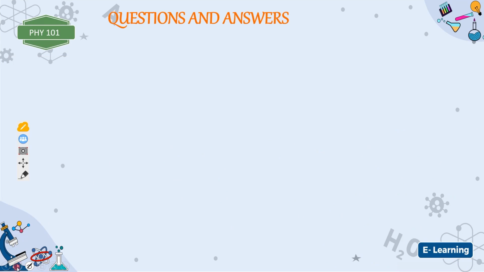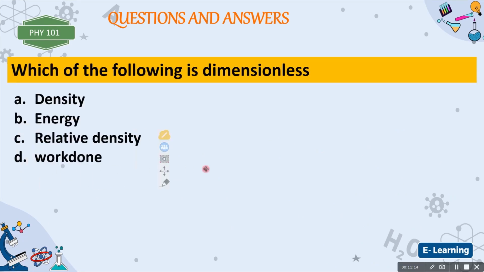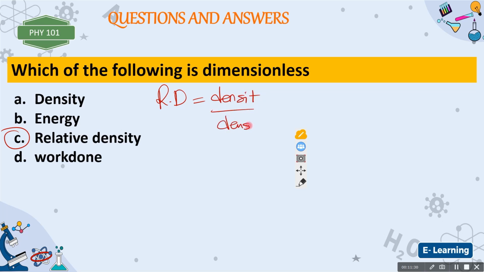The next one says, which of the following is dimensionless? Now, relative density is dimensionless because relative density is the density of a substance all over the density of an equal volume of water. So at the end of the day, both of them are density, and it is going to give us 1. So relative density is dimensionless. That is the answer to that question. Let us see the next one.